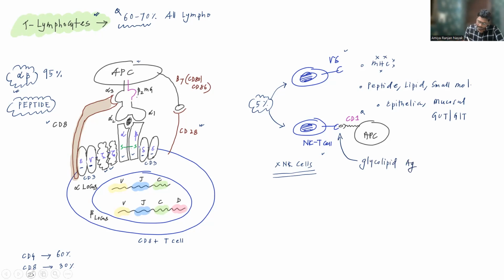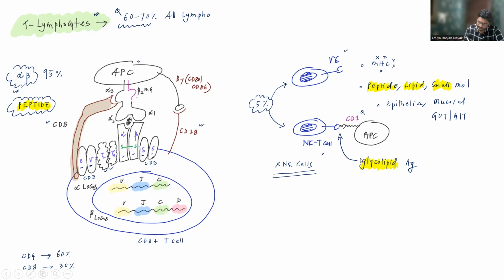Okay, so alpha beta T cells can identify peptide antigens presented through MHC molecules. Gamma delta T cells can identify peptide antigens, lipid antigens, and small molecules without the help of MHC molecules. NK T cells can identify antigens, especially glycolipid antigens, with the help of an MHC-like molecule, which is known as CD1.